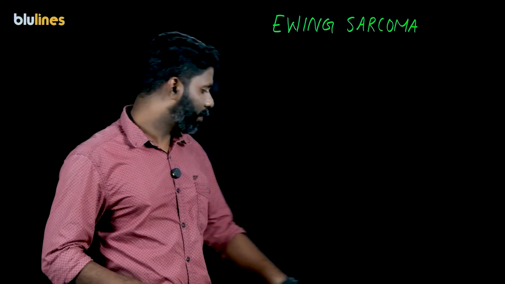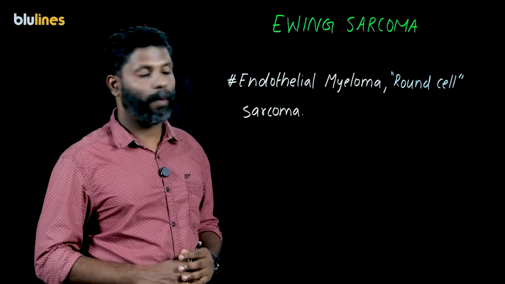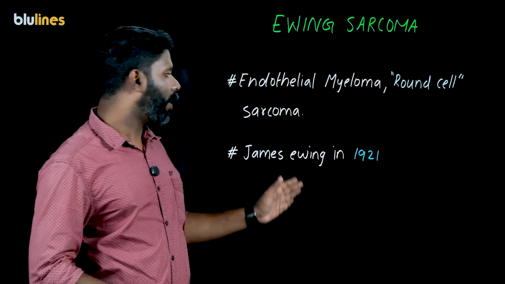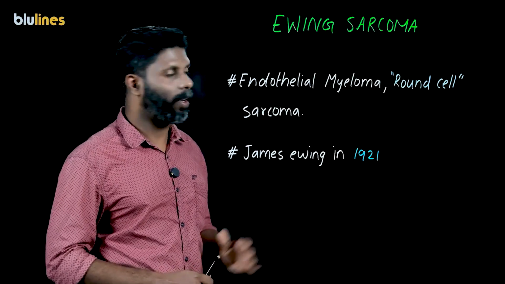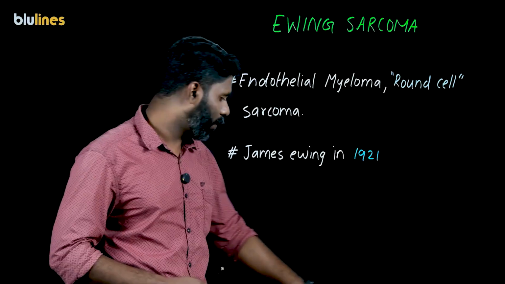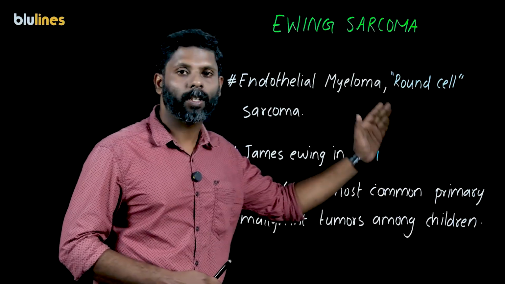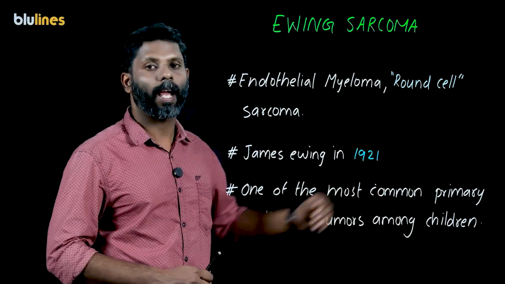Ewing sarcoma, otherwise known as endothelial myeloma or round cell sarcoma, was first identified by James Ewing in 1921, hence the name Ewing sarcoma. The important thing is that it's one of the most common primary malignant tumors, usually occurring among children.